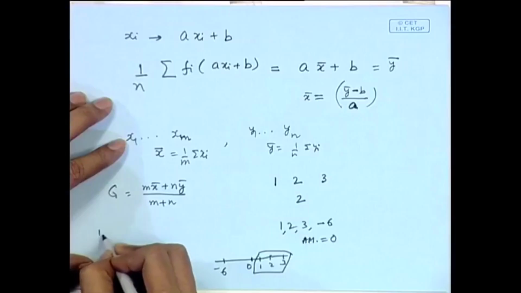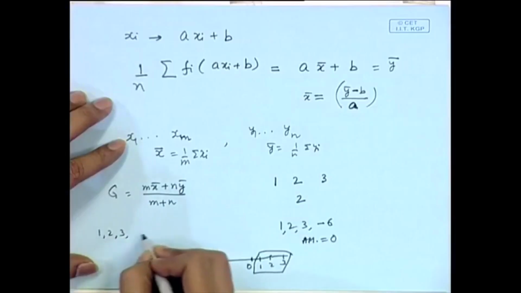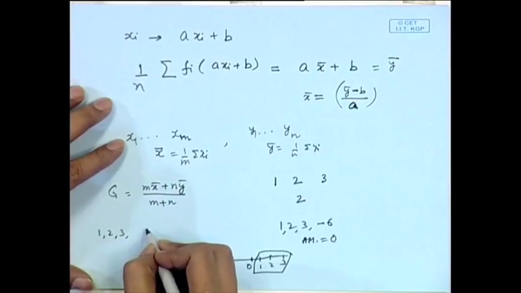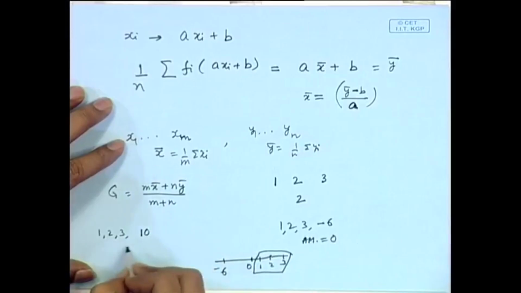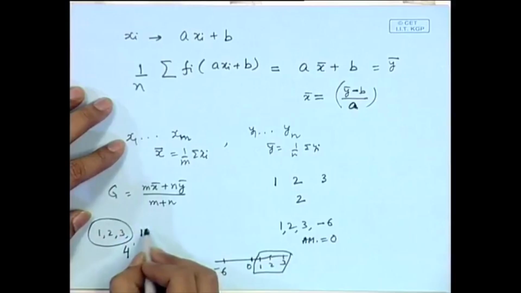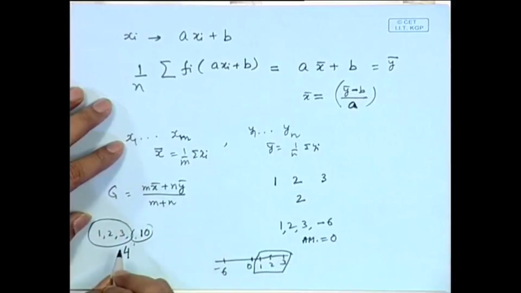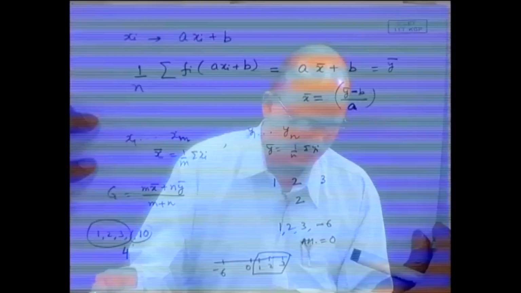For example, in place of minus 6, in 1, 2, 3 and minus 6, I put, say, 10. Then the arithmetic mean will become 4, which is again bigger than these three values and much less than this one. So, it gives undue weightage to very high or very low values. So, this is one drawback of this arithmetic mean.